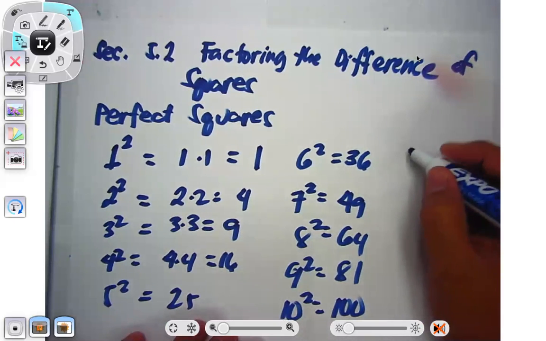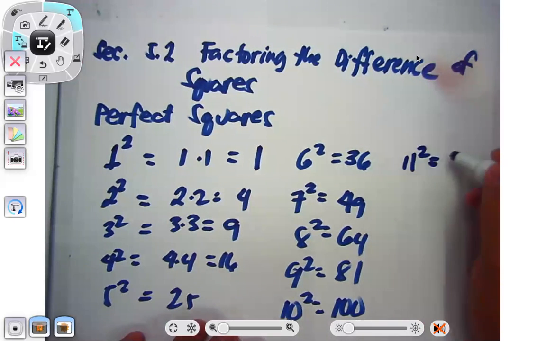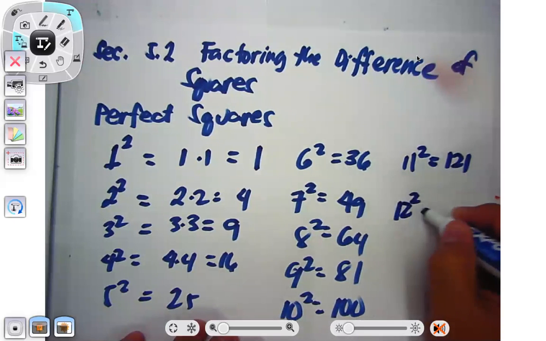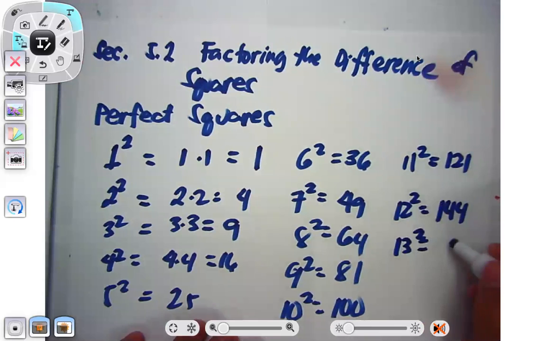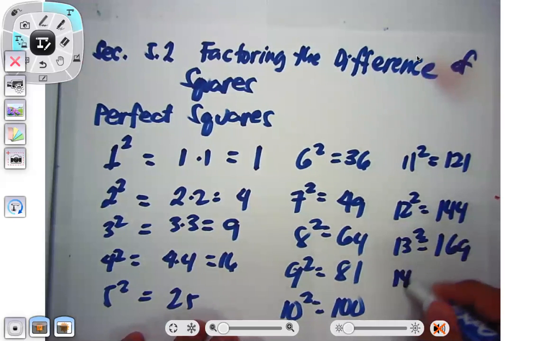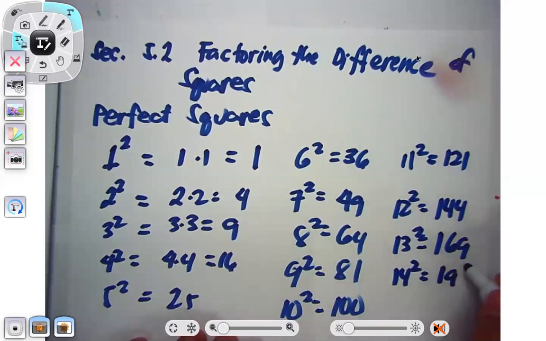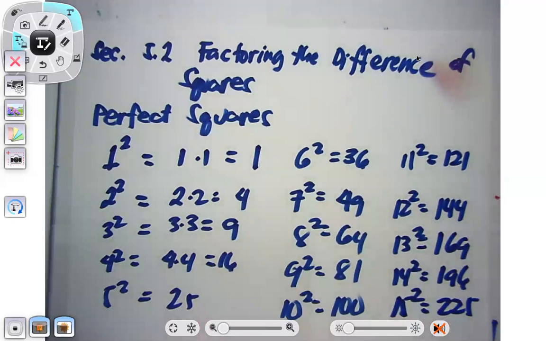All right, so we have 11 squared, 121. How about 12 squared? 12 times 12, you have 144. 13 squared, you have 169. How about 14 squared? 196. And 15 squared, we have 225. Now, these are very helpful in factoring the difference of squares.